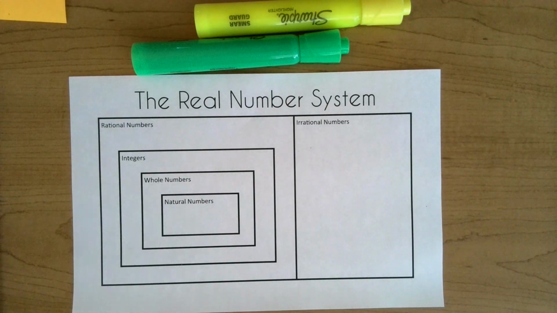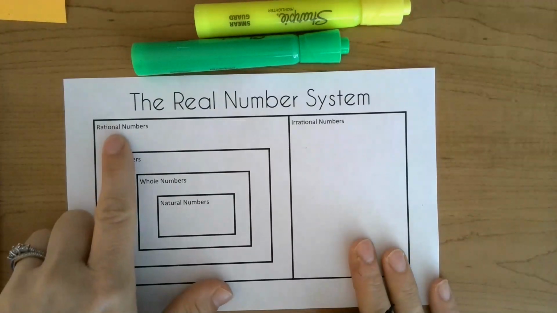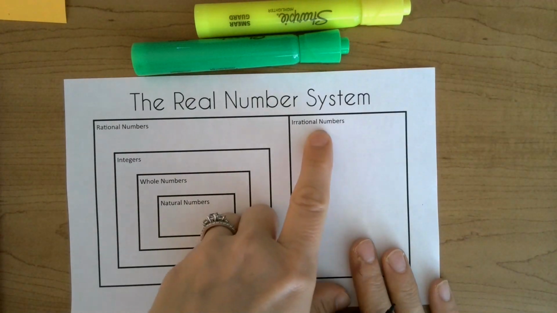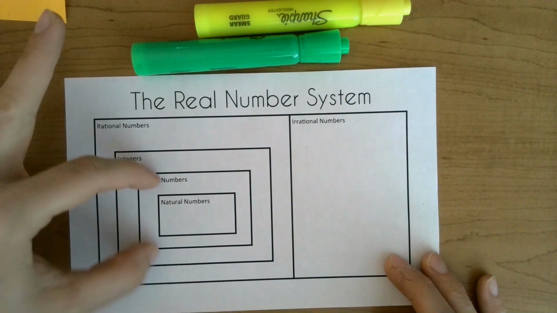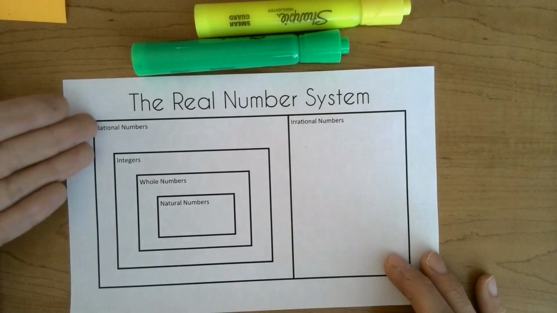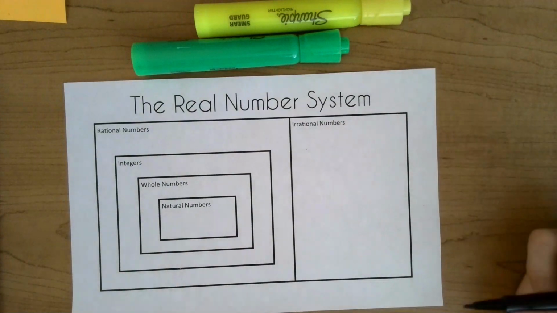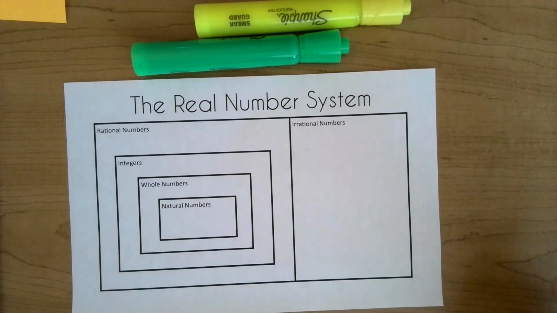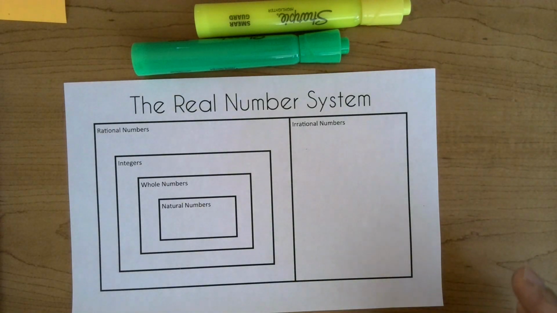Okay, so for the real number system, notice what our two major groups are in the real number system is these very outer boxes. So we have the rational numbers and irrational numbers. And then within rational numbers, all of these boxes inside it also are part of the rational number category. Whereas irrational number, it's kind of a loner over here with nothing else. So let's just go through what each type of categorization is in the real number system or classification.